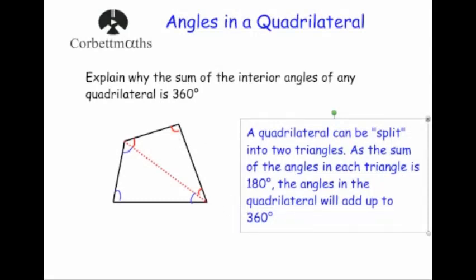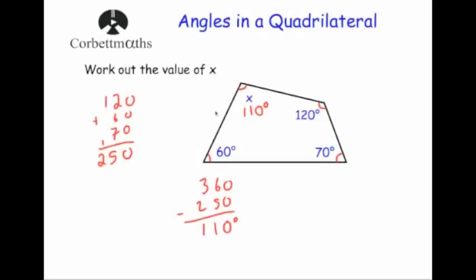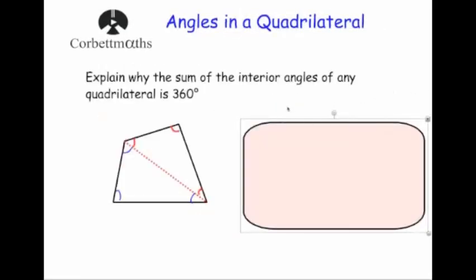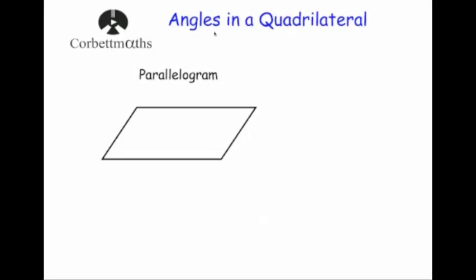Okay, so we've looked at how to answer a typical question whenever you've been given 3 angles, and we've looked at why the angles add up together to give you 360 degrees. Now what we're going to do is look at some special quadrilaterals and some special facts about their angles. So here we've got a parallelogram.